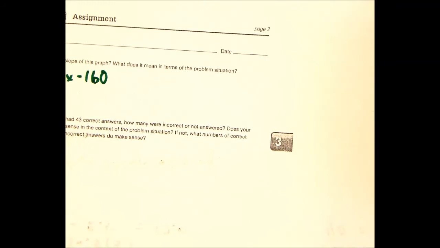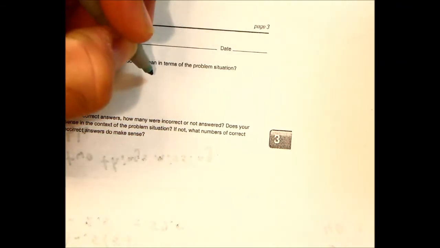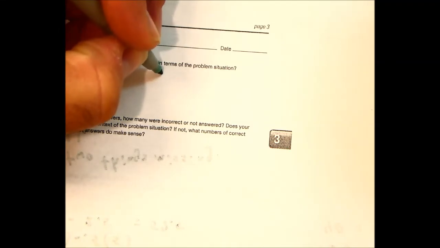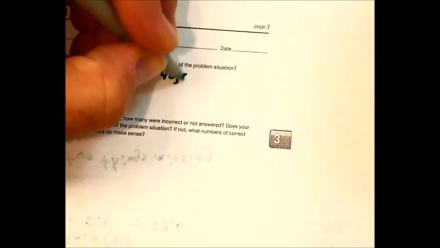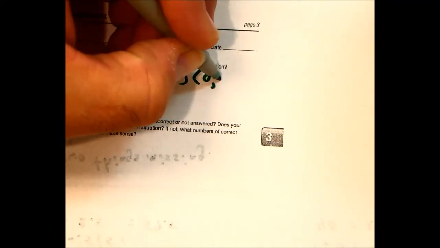Now, mathematically, you could solve for the slope. So you take your y-intercept and your x-intercept. Let's go ahead and do that. The x-intercept was (40, 0). And the y-intercept was (0, negative 160).